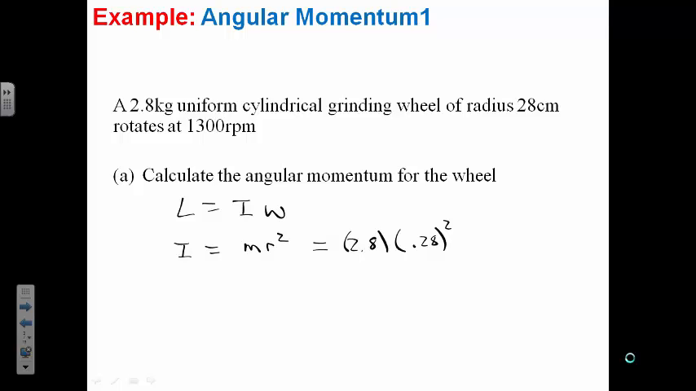And we can plug this into our calculator. And we take our 2.8 times 0.28 squared, and this gives us a moment of inertia of 0.0784 kilogram meter squared.